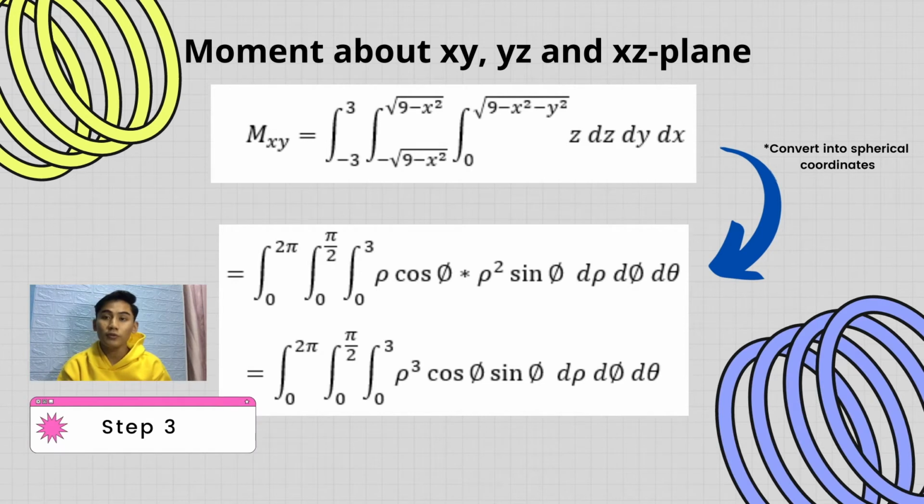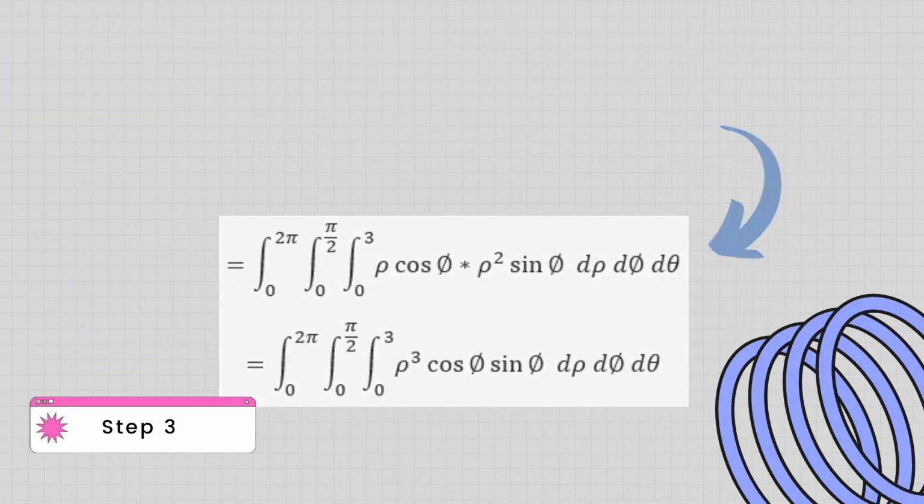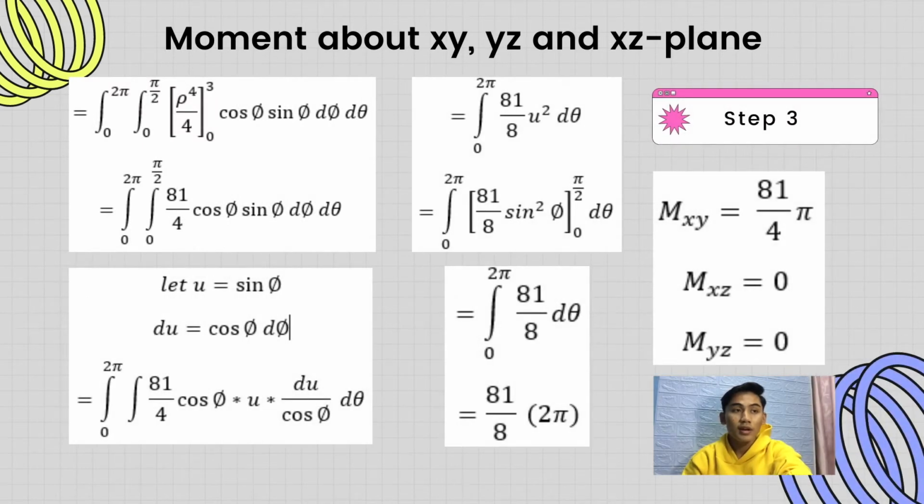For step 3, we need to find the moments about the xy, yz and xz planes. First things first, we set up the integral with z as the integrand in Cartesian coordinates, and we convert it into spherical coordinates. With z equal to rho cos phi, and we simplify the integrand, we get rho cubed cos phi sin phi. And then we integrate rho cubed cos phi sin phi with respect to rho from 0 to 3, and we get 81 over 4 cos phi sin phi.